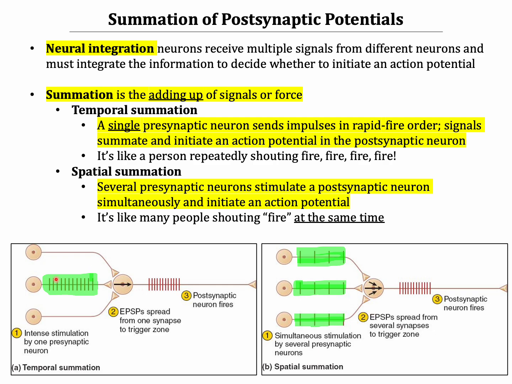With temporal, it's like one person shouting fire, fire, fire, fire, versus spatial, where it's many different people shouting fire all at the same time. The effect is basically the same. You have that postsynaptic neuron firing, producing action potentials, sending a nerve impulse, but it's important to realize that there are different ways in which that neuron becomes activated.